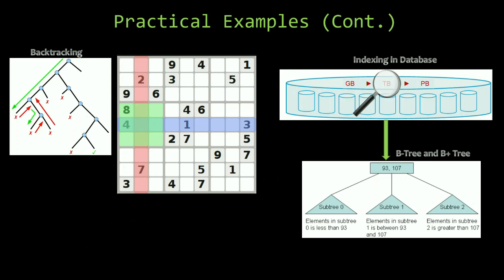Another example is indexing in the database. Let's say you have gigabytes or terabytes of data, and now you want to search for particular data in the database. It will definitely take time. So for improving that search in the database, we implement indexing. For that indexing implementation, B-tree and B plus tree are used. By that data structure, it will take less time to find or search data from the database. So on the database side, they are also using the B and B plus tree data structures.